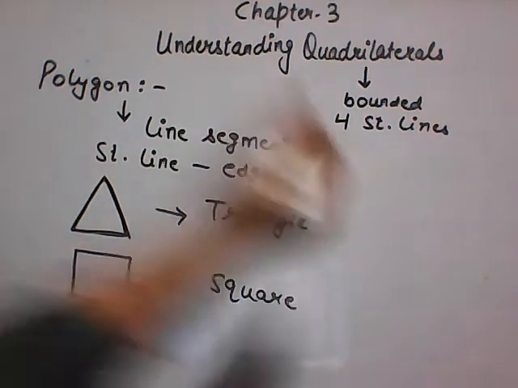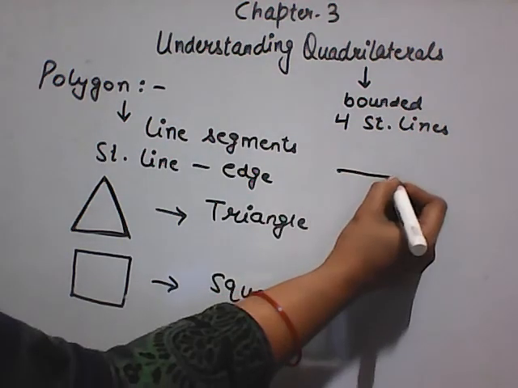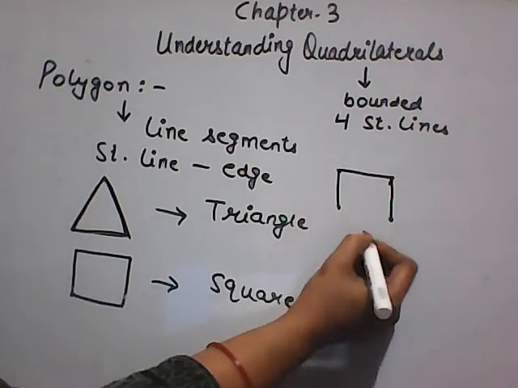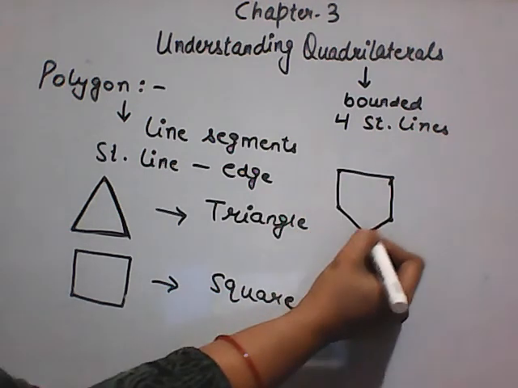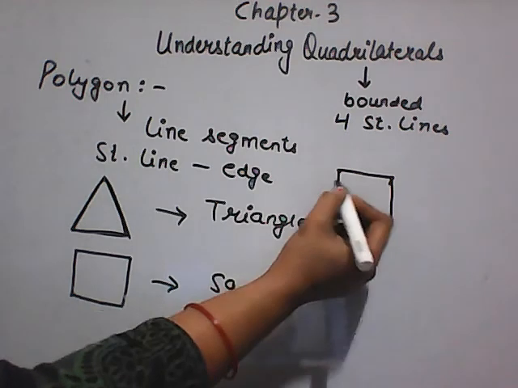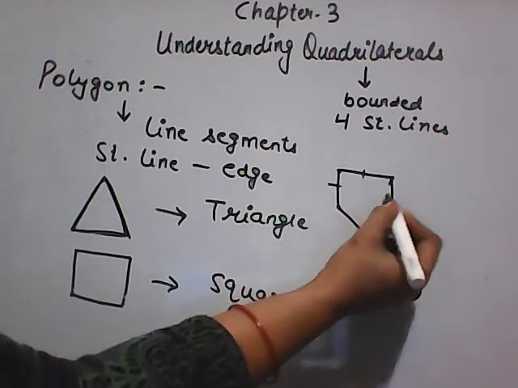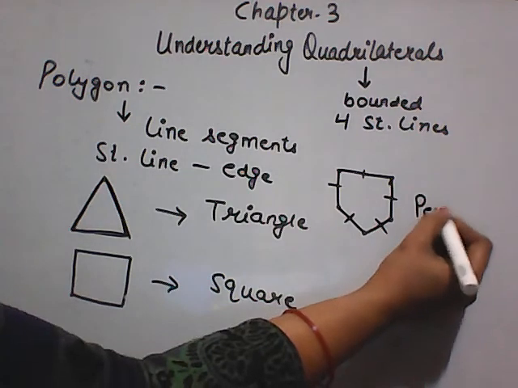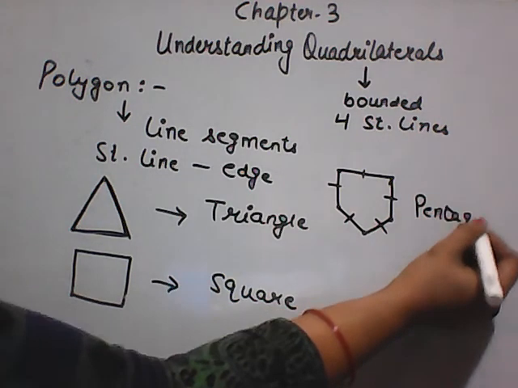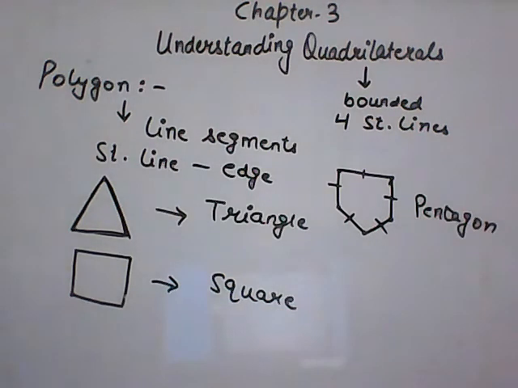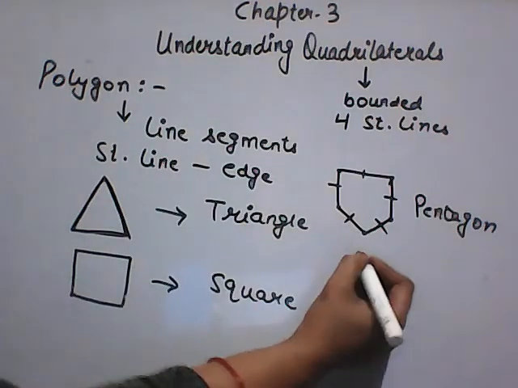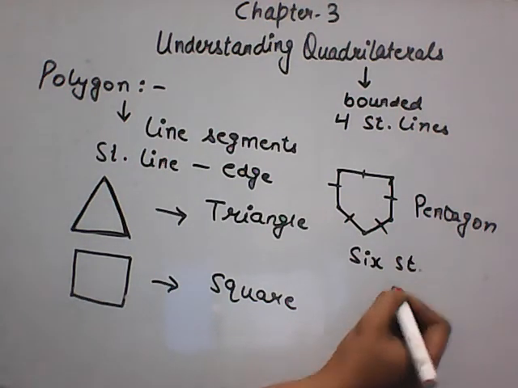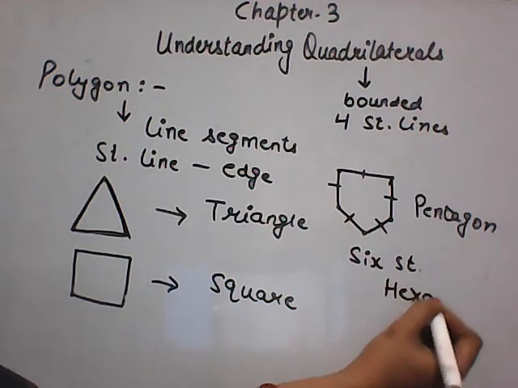Now, suppose I have five sides: one side, two, three, four, 5. This figure is bounded by 5 straight lines. That's why it is known as a pentagon. Any figure that is bounded by 6 straight lines is known as a hexagon.